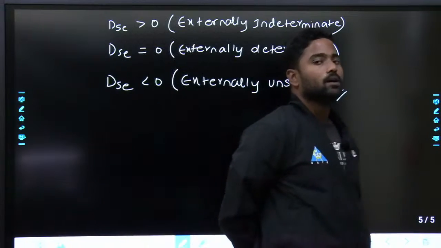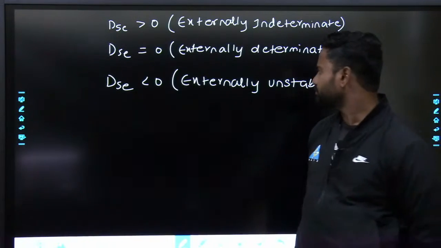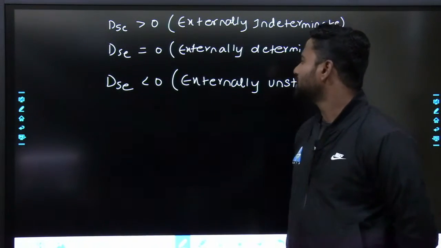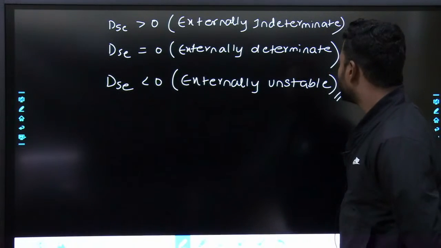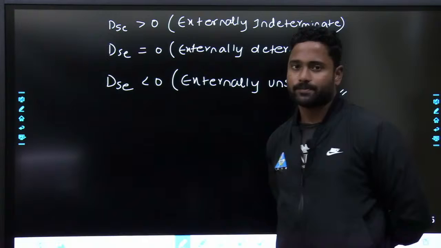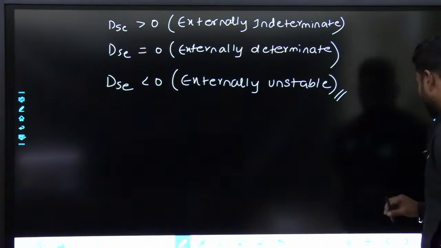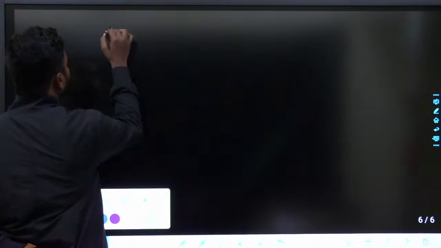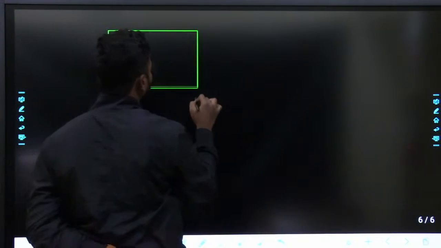This is external stability or external static indeterminacy for the structures. Okay, now for the beam, that is done. Next one is truss. External indeterminacy for the trusses. I'll consider that.